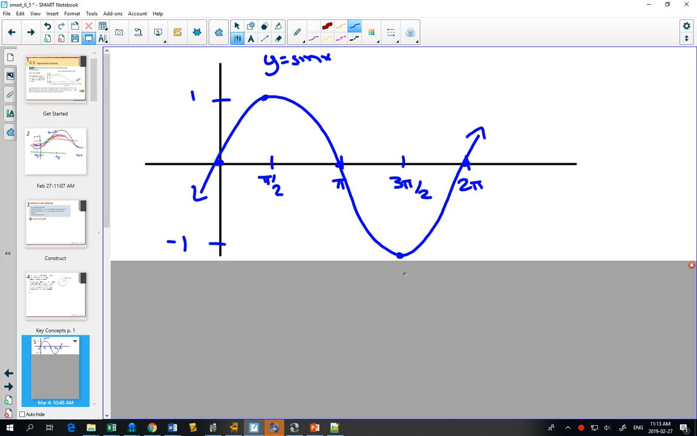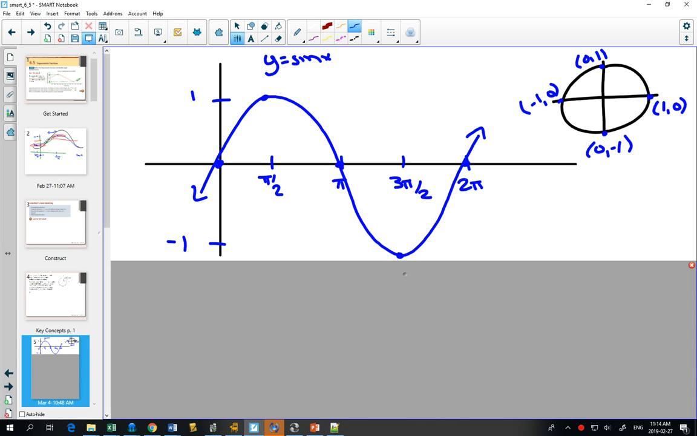Let's just draw a little unit circle off to the side here, right? At 0, I've got the point 1 comma 0. And then I have 0 comma 1, negative 1 comma 0, 0 comma negative 1. Those are points on my unit circle. So when my angle is 0, my y value is 0.